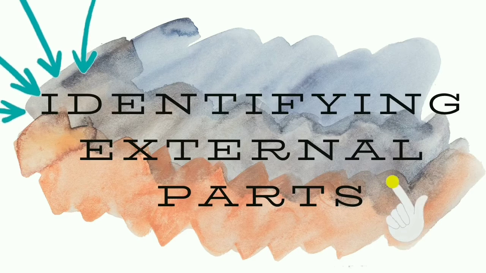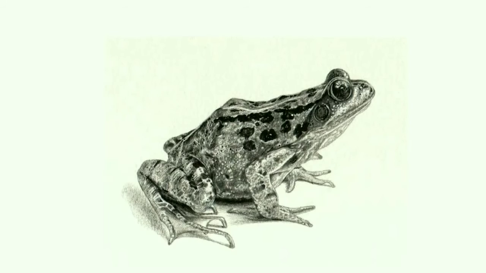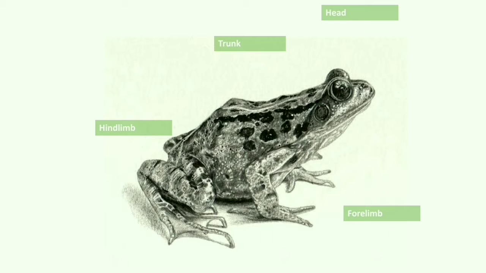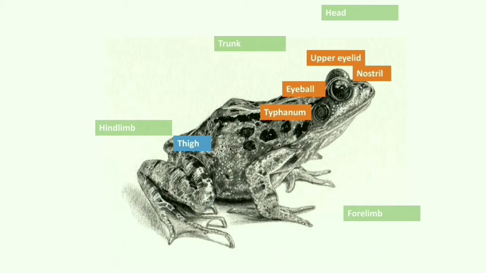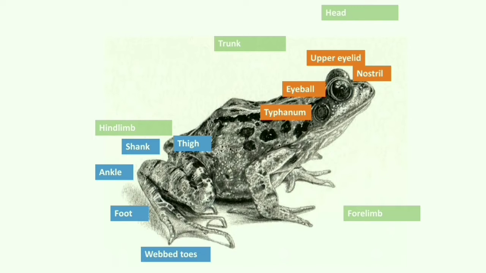Identifying external parts. We have the head, trunk, hind limb, and forelimb. For the head, we have the eyeball, upper eyelid, tympanum, and nostril. For the hind limb, we have the thigh, shank, ankle, foot, and webbed toes. For the forelimb, we have the upper arm, wrist, hand, and digits or fingers.